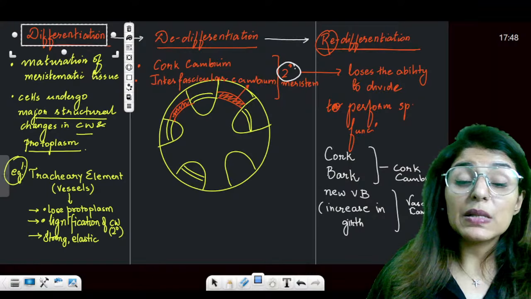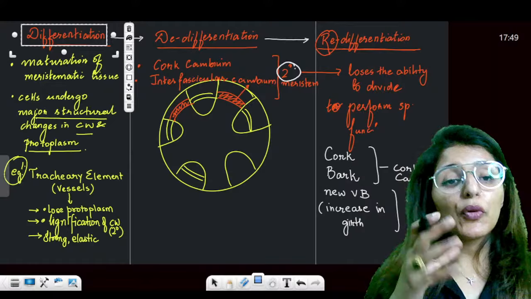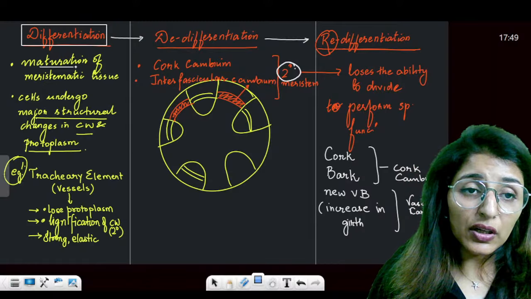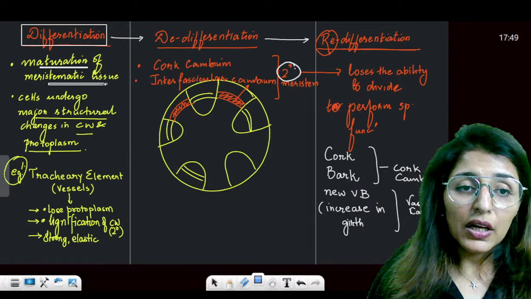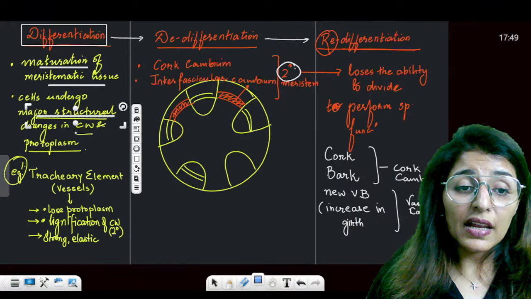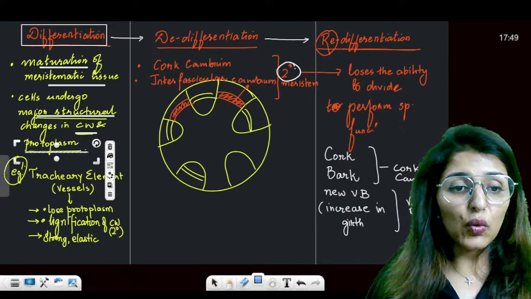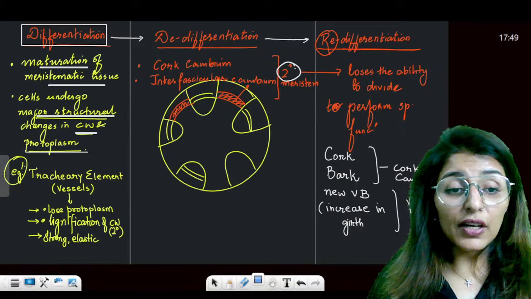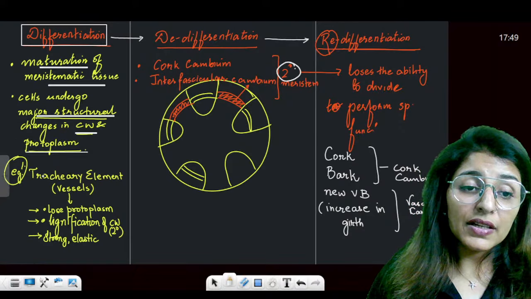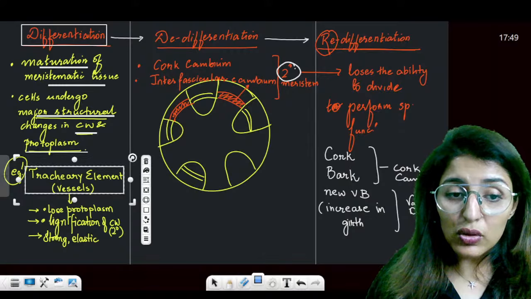When the cell becomes specific. So from meristem, the cell becomes specific to perform a specific function. We call it maturation of the meristematic tissue, right? So it undergoes major structural changes in the cell wall as well as in the protoplasm as per the need. So what is it specializing in? For example, tracheary elements of vessels, they lose their protoplasm.